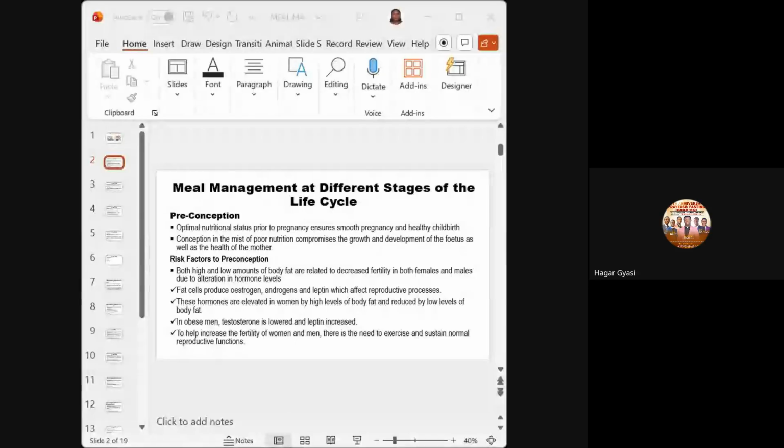Yes, madam. All right, so let's look at risk factors to preconception. So don't confuse the two. This is pre, before you get pregnant.